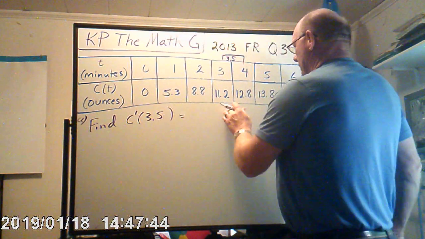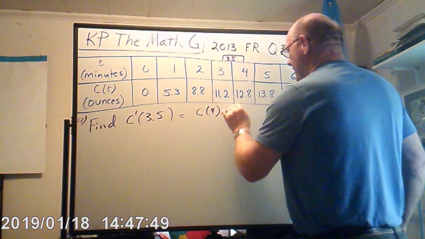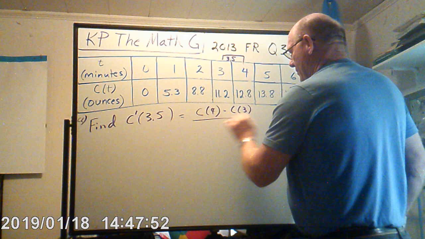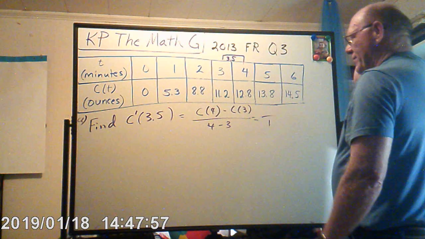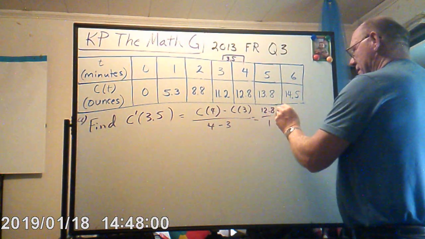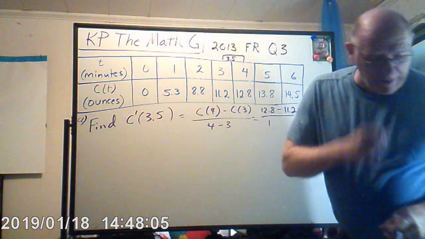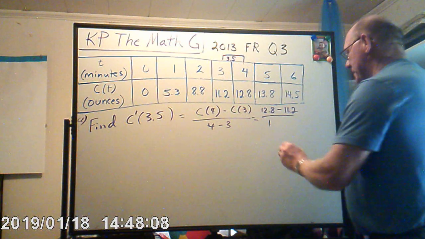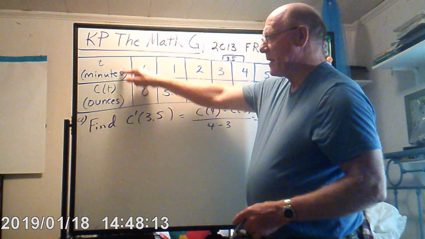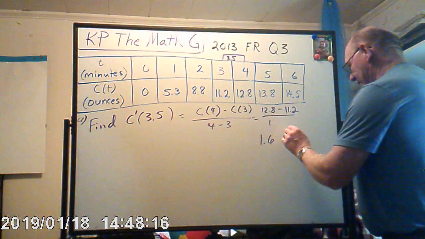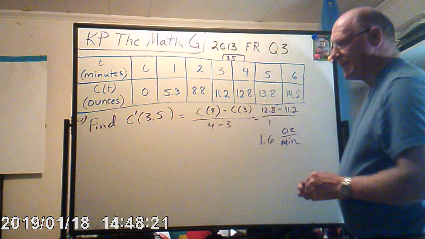So then we'll just simply say that this is C at 4 minus C at 3 over 4 minus 3, which is 1 down here in the denominator. C at 4, 12.8 minus 11.2, and when you get the final answer, it is 1.6. And don't leave it at 1.6, it is ounces per minute. So that's all you're doing, ounces per minute. Okay, that would be A.